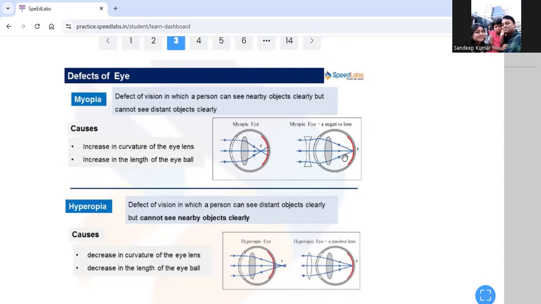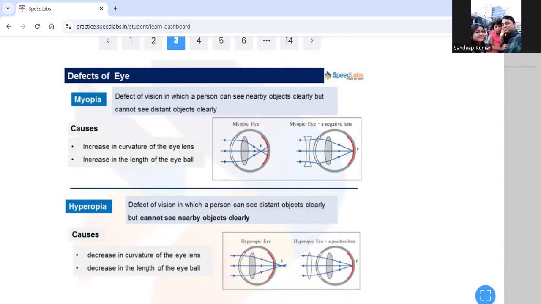You can see here myopia, a defect of vision in which a person can see nearby objects clearly, but cannot see the distant objects clearly. Causes: increase in the curvature of the eyeball, increase in the length of the eyeball, or we can say decrease in the focal length. Next, hypermetropia. The spelling here is wrong, children. Hypermetropia is a defect of vision in which a person can see distant objects clearly but cannot see nearby objects clearly. Causes: decrease in the curvature of the eyeball, and the focal length becomes more, children.